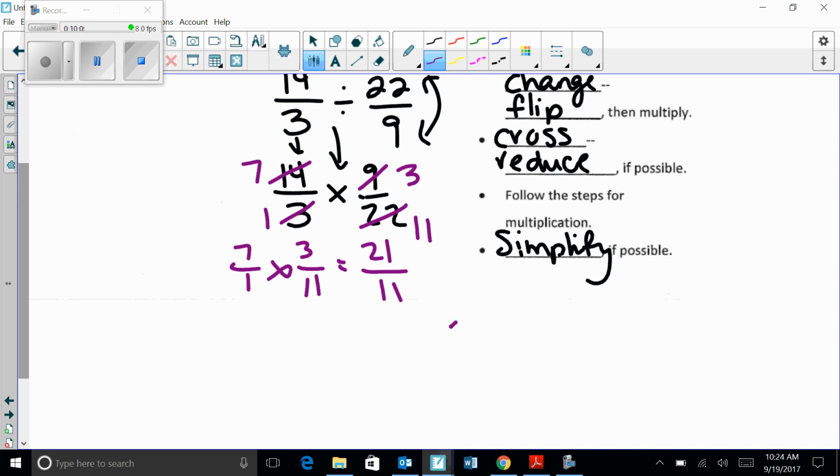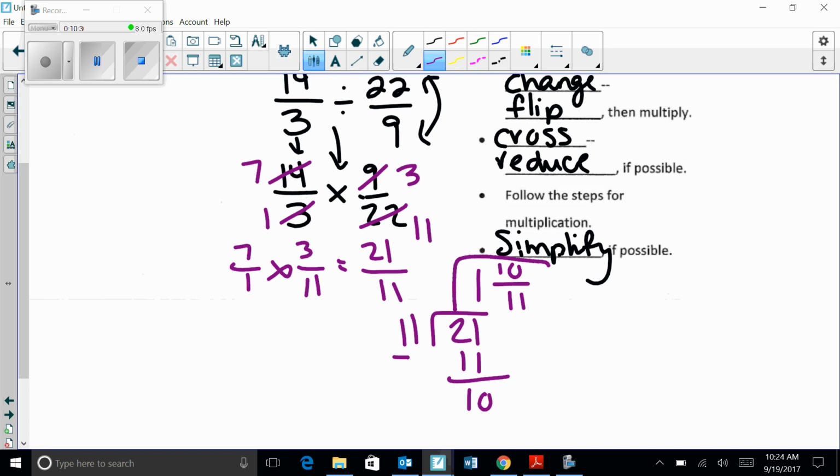So I'm going to put 21 inside the house, 11 outside. I know 11 goes into 21 one time. That leaves me with 10. Instead of adding a decimal and carrying it down, this 10 becomes my numerator, and my 11 that was out here becomes my denominator. So my answer is 1 and 10 elevenths when I divide 4 and 2/3 divided by 2 and 4 ninths.